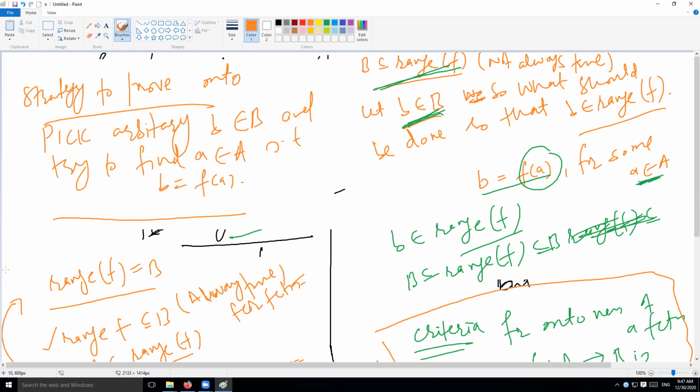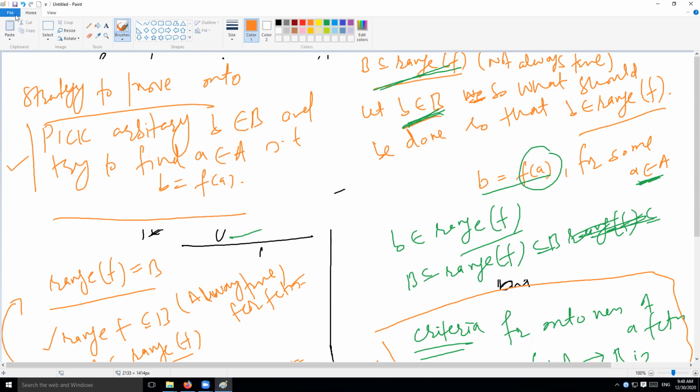But I don't want you to just memorize this condition, that this is enough to prove onto. I want you to realize why this is enough. Because once you prove it, you have proved that B is a subset of the range of f. The codomain is a subset of the range of f, and hence the codomain and range are equal. Therefore the function is onto. Okay, so let's do some examples.